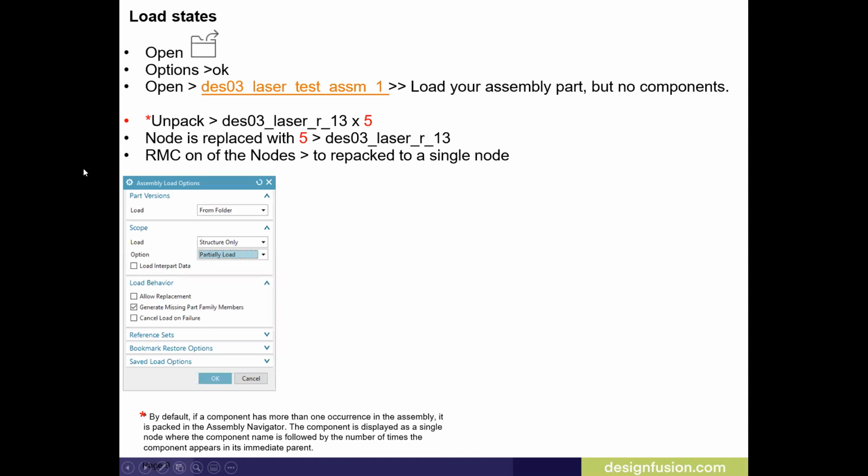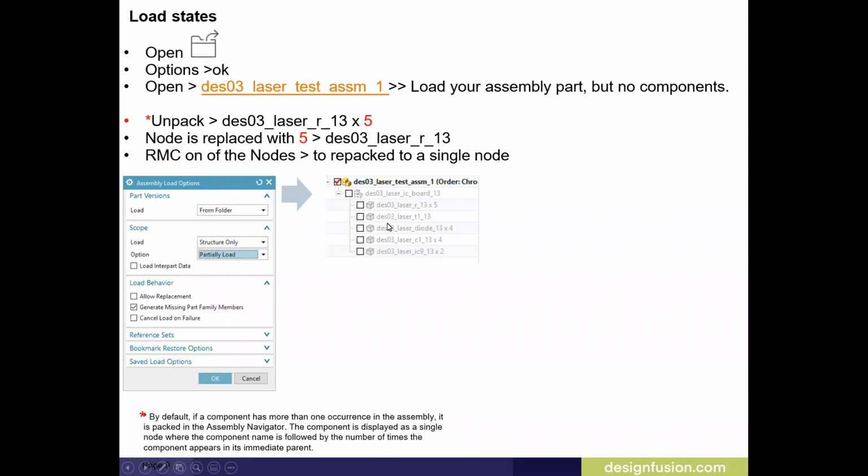First thing you do is click on the Open command. Then you go to the Options, and there you've got a couple of options. Right here you have Load from folder, and this is where you would select Load structure only, and you can have it partially loaded. Once you click OK, you get the assembly structure only.